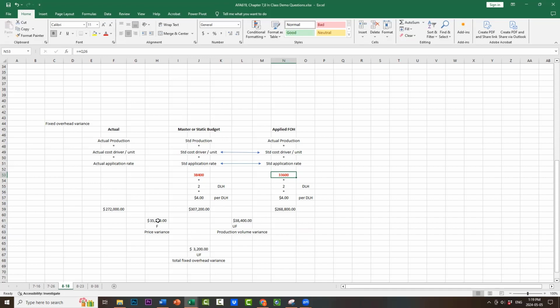Over here, this is simply saying, hey, did we spend as much money as we thought we were going to spend? We thought we were going to spend $307,200. We only spent $272,000. That means that something like maybe our depreciation costs on our machines may have been lower than budgeted. It means that the total of our fixed costs was lower.